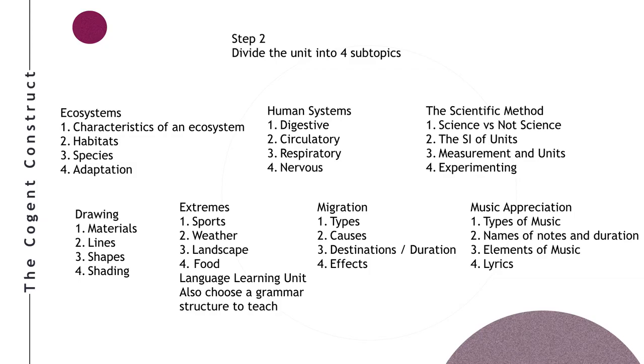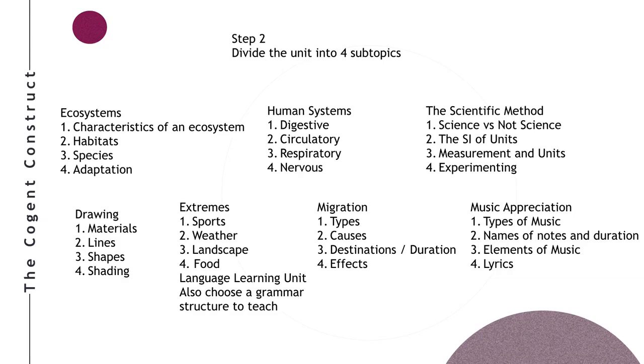Here are some examples of breaking down the units into 4 subtopics. This is a very important step. So let's say your unit is ecosystems. If you look in the unit, most units will be broken down into these 4 areas: characteristics of an ecosystem, habitat, species, and adaptation. Another area could be drawing, which would be materials, lines, shapes, and shading; migration, which could be types of migration, causes, destinations, and effects.